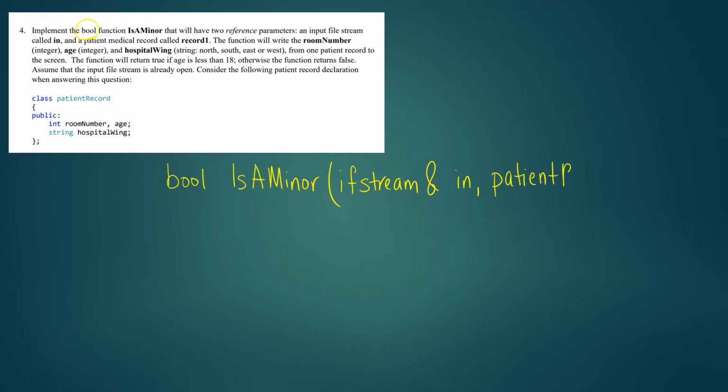All right, the next function, implement a bool function. So if it's a bool function, that means the return type is bool. The name of the function is a minor. It has two reference parameters, an input file stream called in and a patient medical record called record1. So let's set it up. The return type is bool. The name of the function is a minor. It has two parameters, an input file stream called in, ifstream called in, and a patient record called record1.